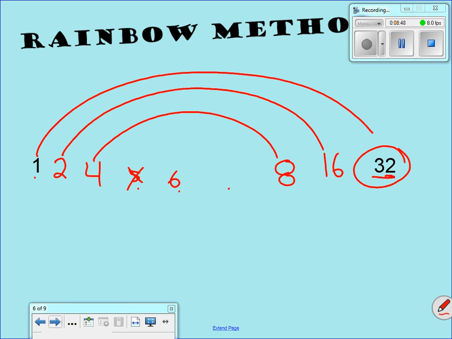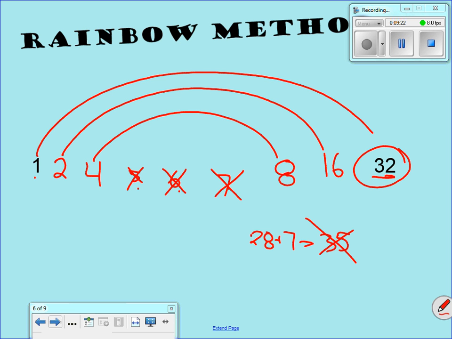Does 6 go into 32? 6 goes into 30 5 times, so that would give us a remainder. So 6 doesn't go into 32. What about 7? 7 goes into 28 4 times, but 28 plus 7 would give us 35, so we would go over 32. So no, 7 does not work.